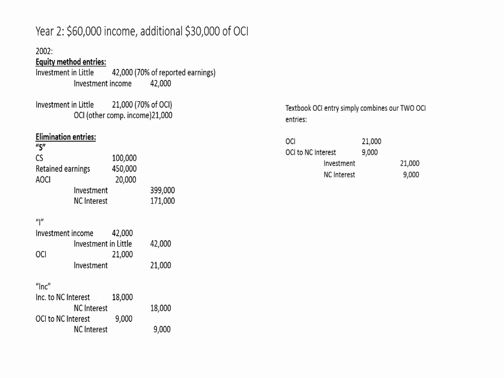And finally, the textbook entry simply combines our two OCI entries into a single entry. So the last half of the I entry and the last half of the I and C entry get mushed together into a single entry. And of course, mushed is a technical accounting term for combining entries.